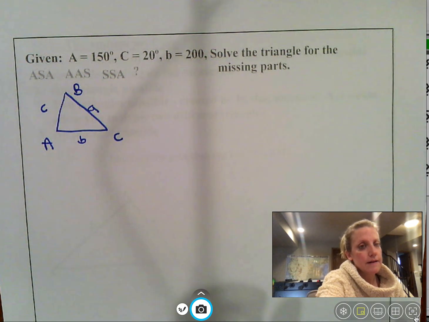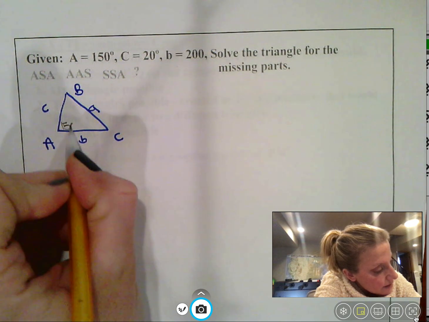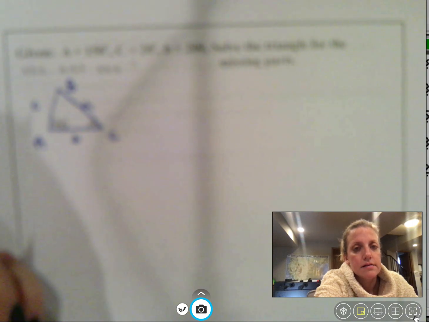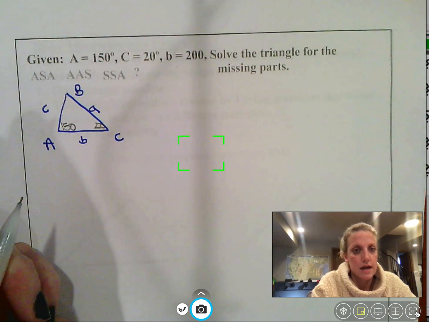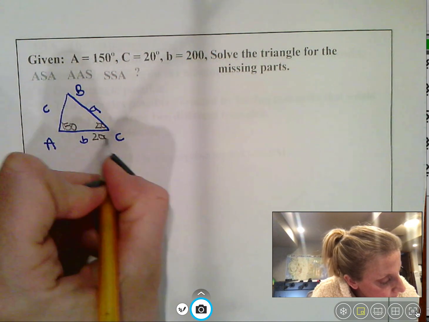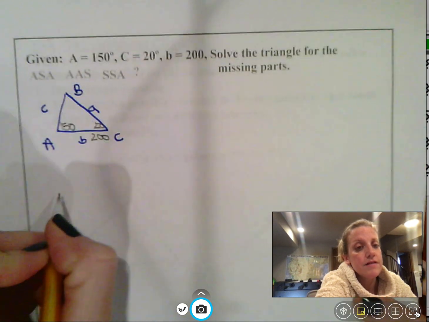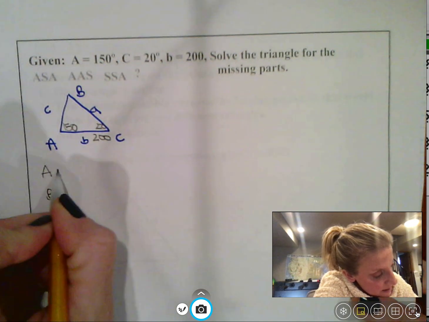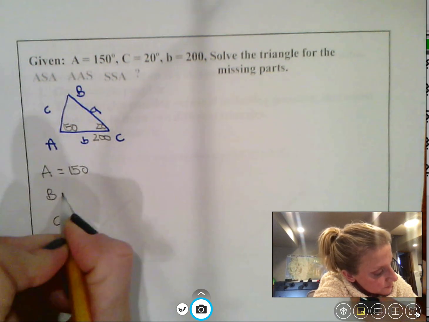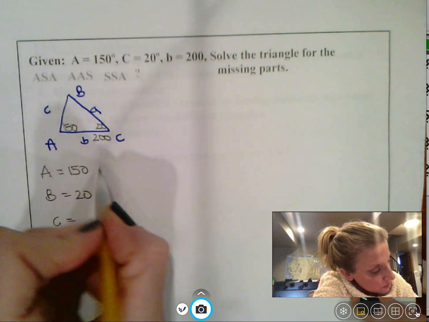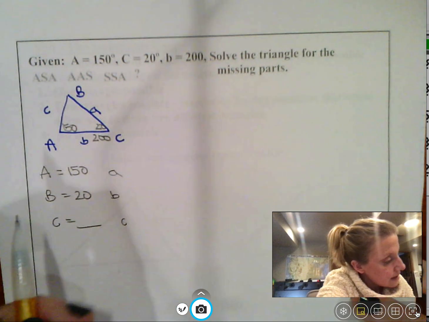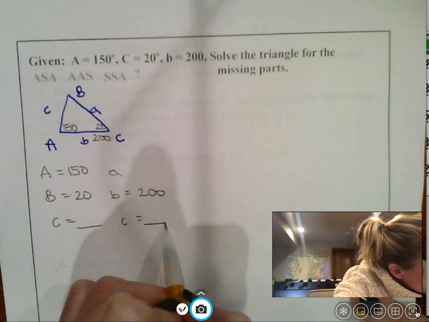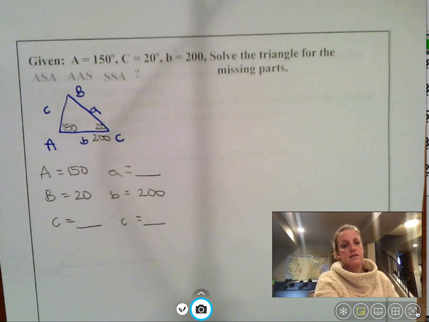So when I look here, angle A is 150. So you can see it's not visually accurate. C is 20. And I'm sorry, this keeps going out of focus. And side length B is 200. All right, so if we're going to solve this triangle for the missing parts, let's make ourselves a little answer key. Angles A, B, and C: 150, 20, and I don't know yet. And then side lengths A, B, and C. It looks like the only one we know is that B is 200, and I don't know A and C yet. So it's really nice to solve for the missing parts.